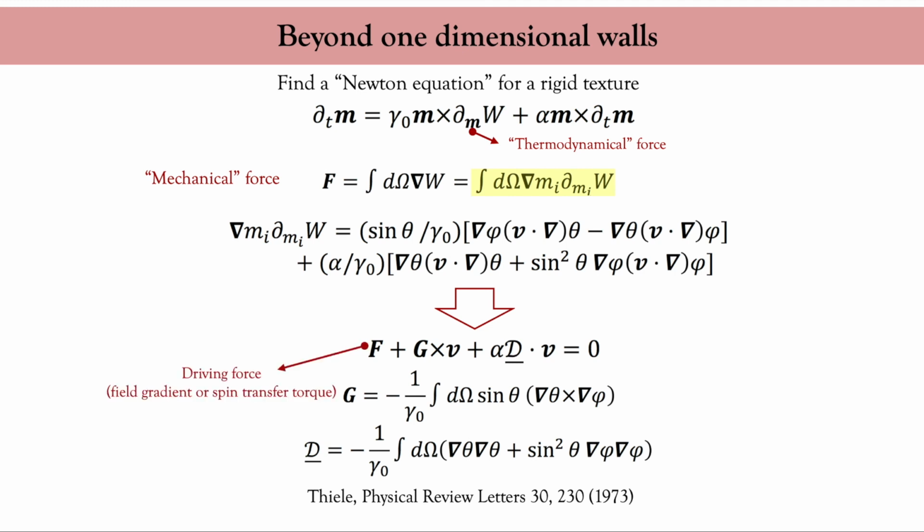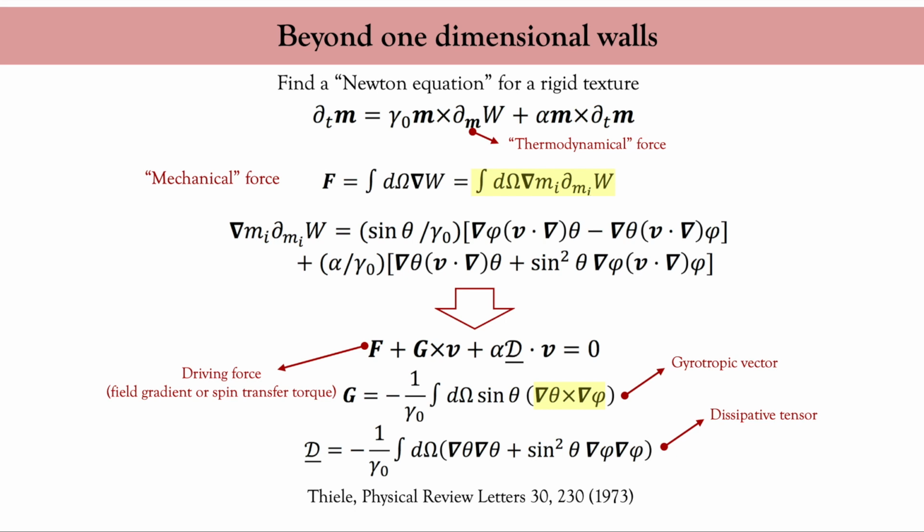First, we have the driving force, which can be the gradient of an external magnetic field or spin transfer torque. The second term is a cross product between the velocity and a vector g that is called the gyrotropic vector, and that is a quantity that is solely governed by the topology of the magnetic texture. No topology, no gyrotropic vector. The last term is also proportional to the velocity, and its magnitude is controlled by the dissipative tensor proportional to the magnetic damping. So in summary, this equation is a balance between an external force, an internal gyrotropic force, and a viscous force.